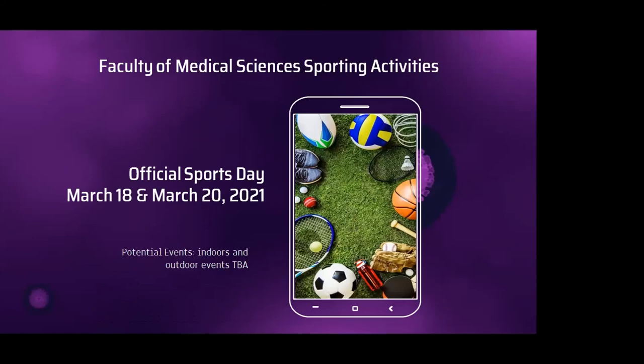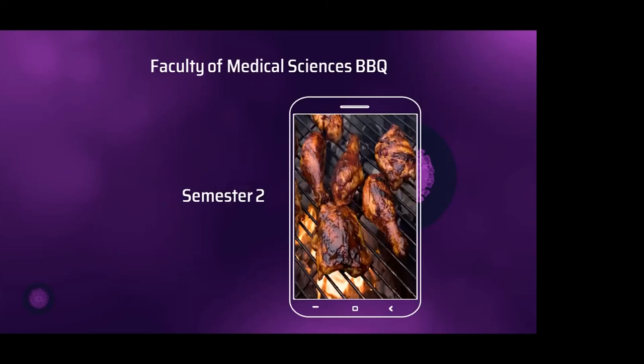Also, for the ladies and gentlemen who are active and ready to participate in sports, for the department as well as the faculty, this is a departmental level, official sports day, which is scheduled for March 18 and March 20. March 18 would be for the indoor events and March 20 for the outdoor events. Again, student apathy has been a thing that affected these events, so we're seeking to build departmental and faculty pride so that when these events turn up, students will be ready to go, ready to participate, ready to represent their faculty and their department. Also for semester two, we have our barbecue.